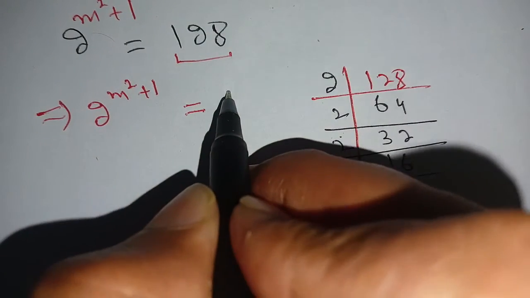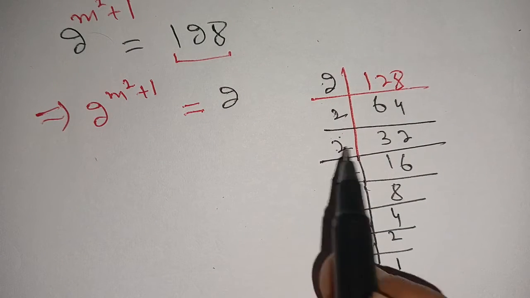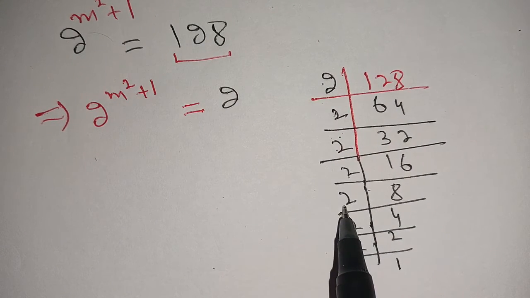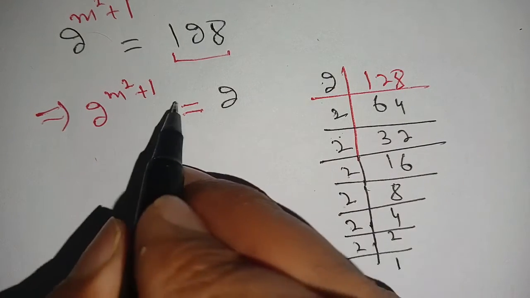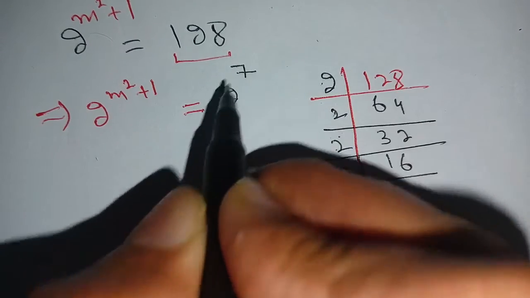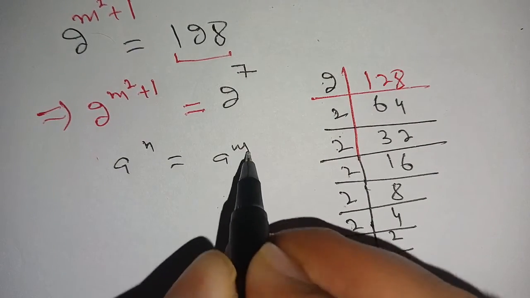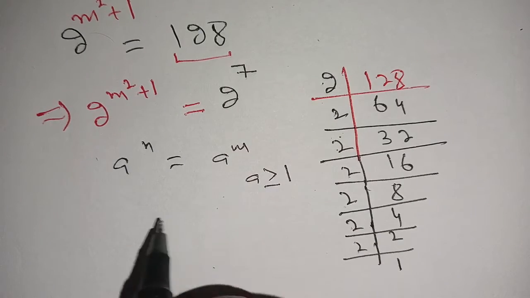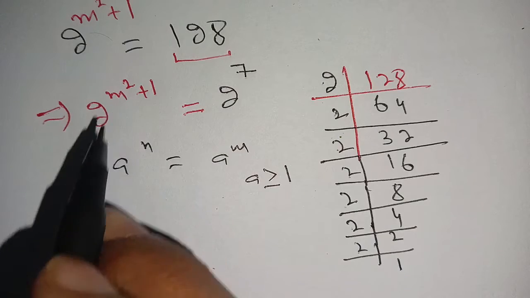Now we have 2 power 1 plus 1 is 2, plus 1 is 3, plus 1 is 4, plus 1 is 5, plus 1 is 6, plus 1 is 7. Now it becomes 2 power 7. Now we know that if a power n is equal to a power m and a is greater than 1, we can compare its power. Same case here, we compare its power.